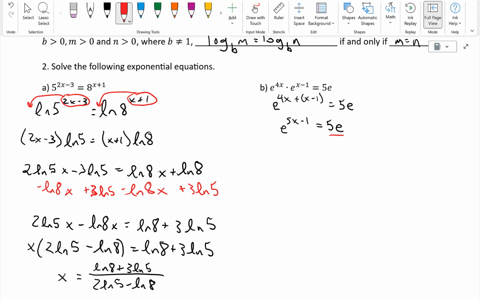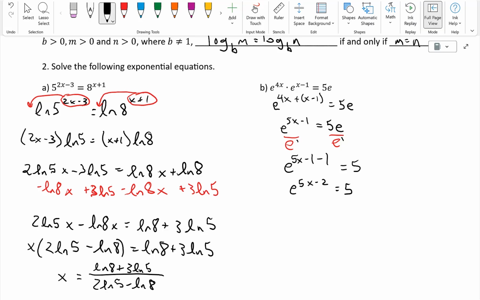We want to divide that e on the right side out of both sides to get all of our e's together. That has power 1, or exponent 1 right now. When we divide with the same base, we subtract the exponents. So e to the 5x minus 1 minus that 1 from the denominator is going to be equal to 5. And we end up simplifying. We get e to the 5x minus 2 equals 5.